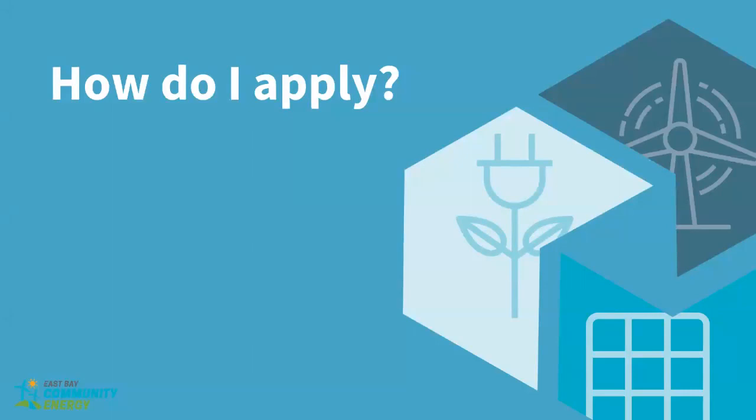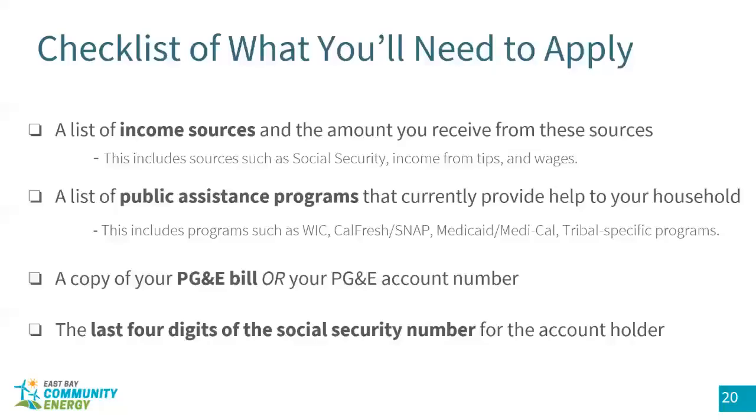So how do you apply? Kelly will walk you through. Okay, so before you apply for CARE, I suggest you get these items ready to go before you sit down to get started. First, you'll need a list of all your income sources and the amount you receive from these sources. It'll be easiest if you take your average monthly income today and multiply by 12 to get your expected yearly income. Make sure you're looking at all of your income sources, including things like Social Security and income from tips, as well as regular wages.